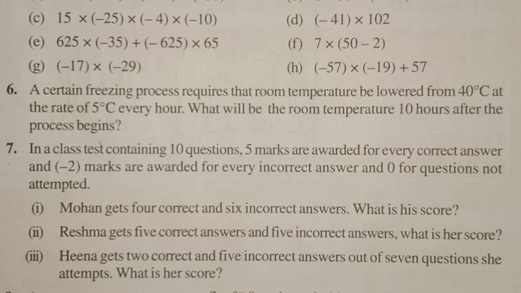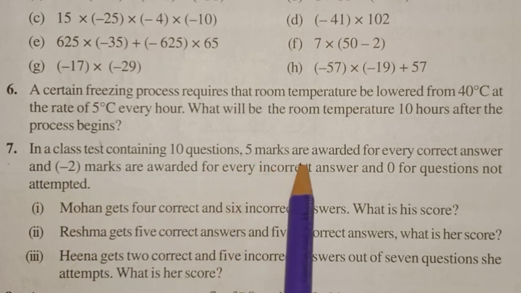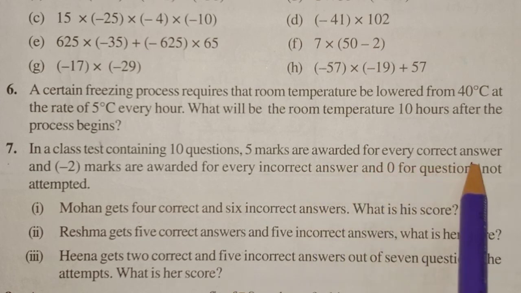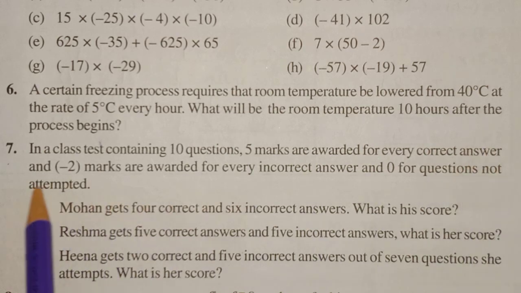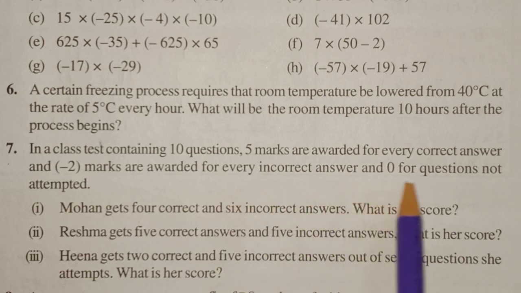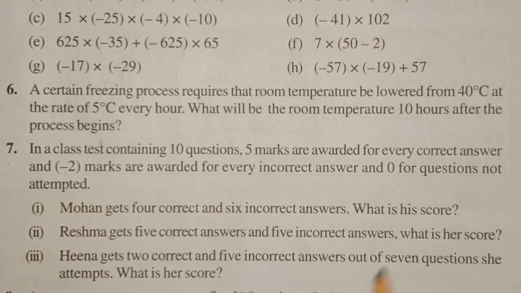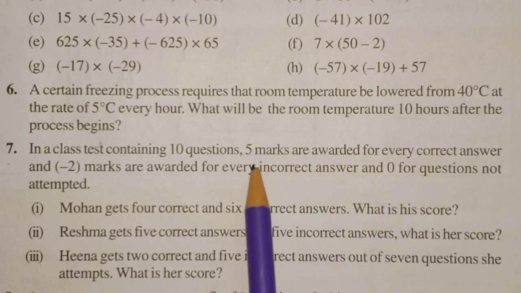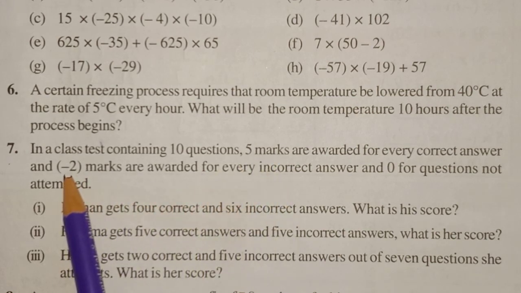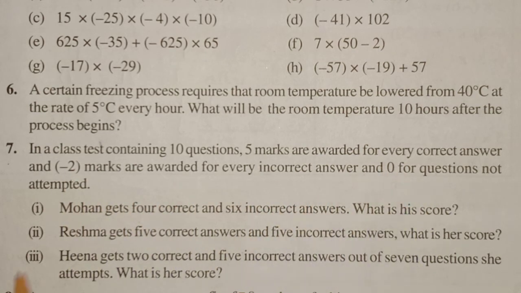Now question number 7. In a class test containing 10 questions, 5 marks are awarded for every correct answer, minus 2 marks are awarded for every incorrect answer, and 0 for questions not attempted. See the condition they have given. For each correct answer they are giving 5 marks. For each wrong answer they are giving minus 2 marks, and if you don't attempt the question, 0 marks are given.